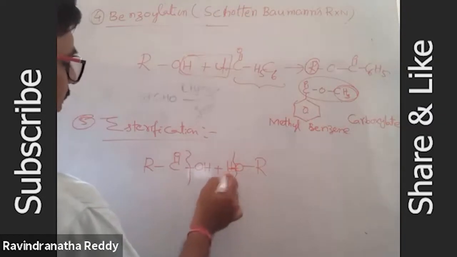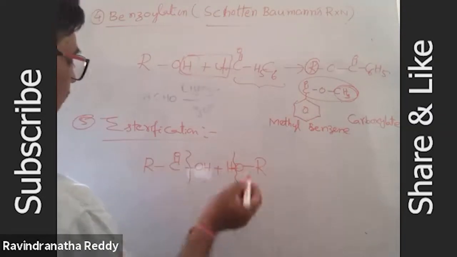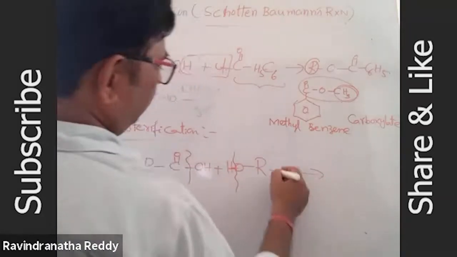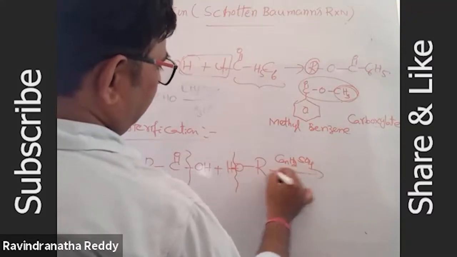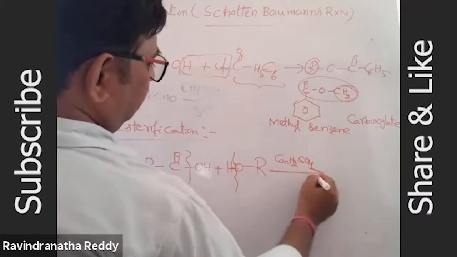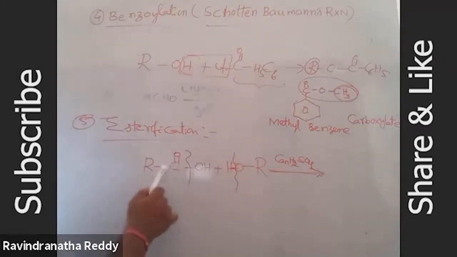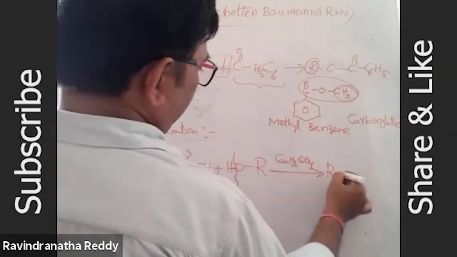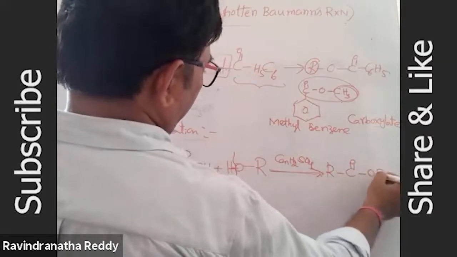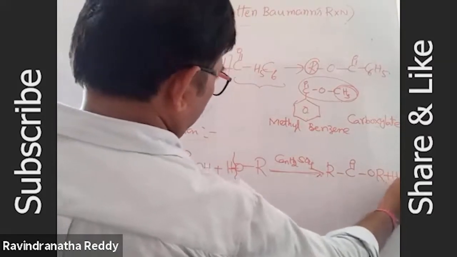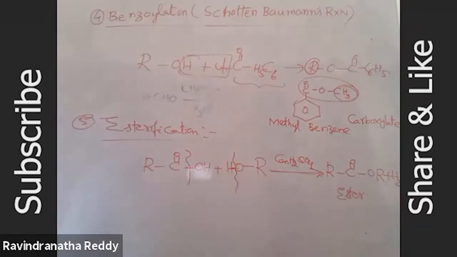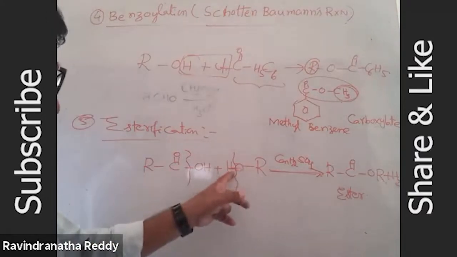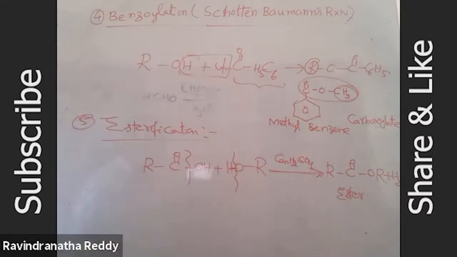So what products do we get here? RCOOR, ester. This is esterification, in acidic medium. It is a reversible reaction, and concentrated H2SO4 is required, so with more H plus concentration the forward reaction is favored. RCOOR is called ester, plus water. What are the important points regarding esterification? In alcohol the OH bond breaks, in carboxylic acid the C–O bond breaks.